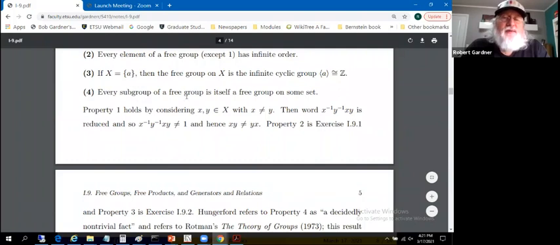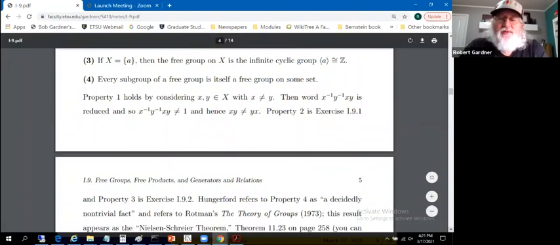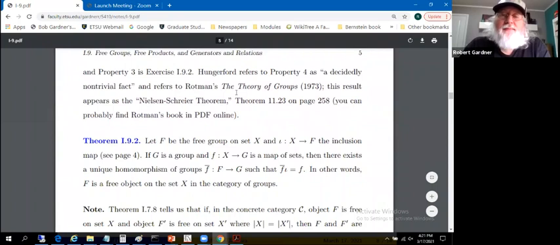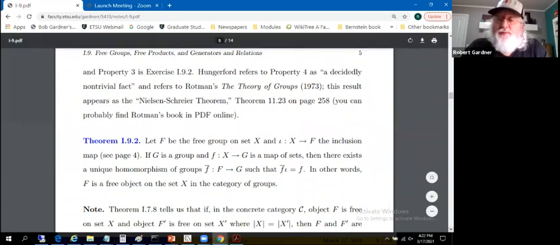Fourthly, every subgroup of a free group is itself a free group on some subset. So subgroups of free groups are themselves free groups. Hungerford describes this last one as a decidedly non-trivial fact and refers to Rotman's Theory of Groups. For the record, it's Theorem 11.23 in that book. I know that because I must have stumbled upon a copy of Rotman's book on the internet somewhere, so it's probably floating around out there in PDF form. But there's a few properties of free groups.